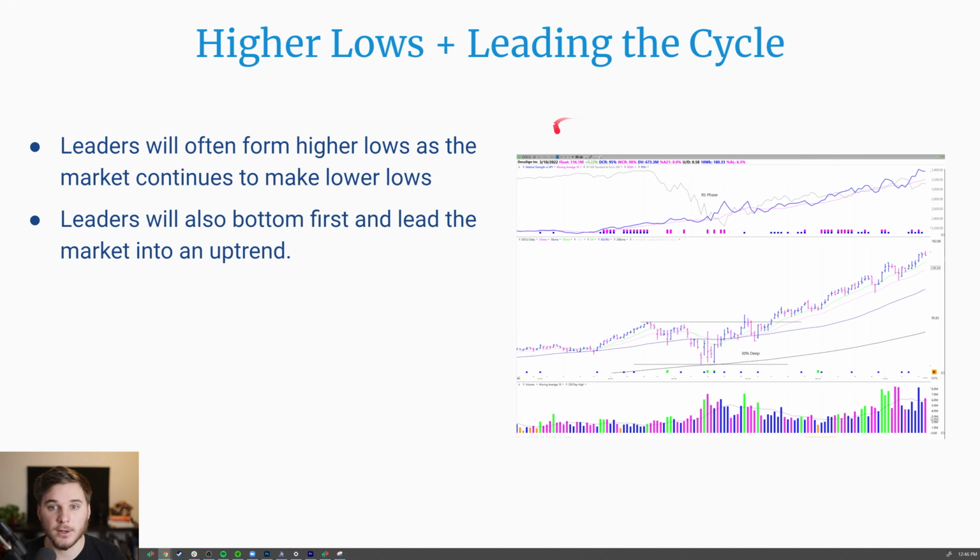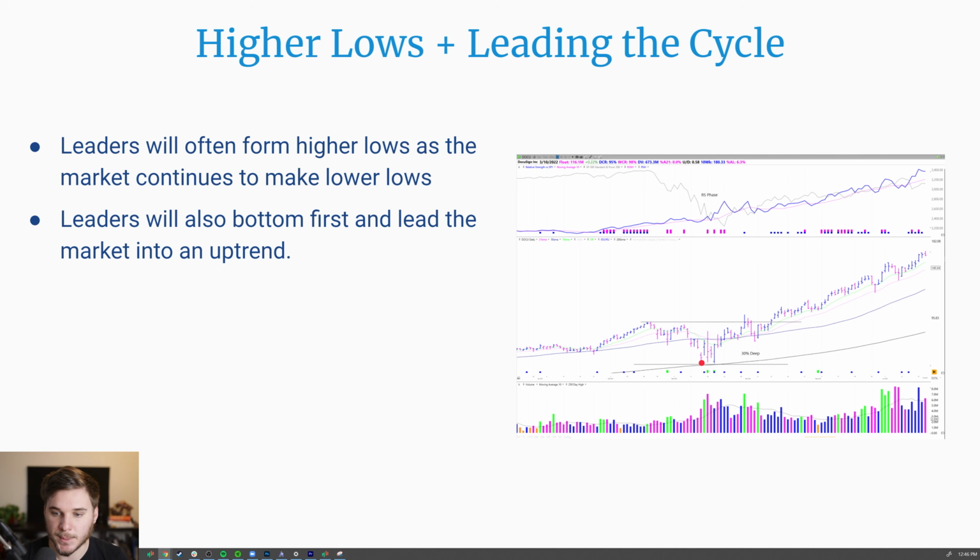Moving on, let's talk about higher lows and leading the cycle. This is a really important concept, and leaders will often form higher lows as the market continues to make lower lows. And also, leaders will often bottom first and lead the market into the uptrend. And here's the same example of DocuSign, but I want you to focus this time on how the market is making a new low at this point, and DocuSign, instead of undercutting this prior low, is making a higher low, showing it's really being supported at that level.